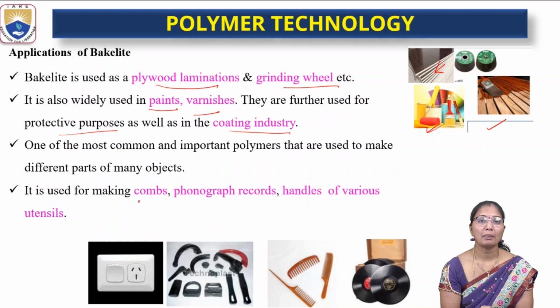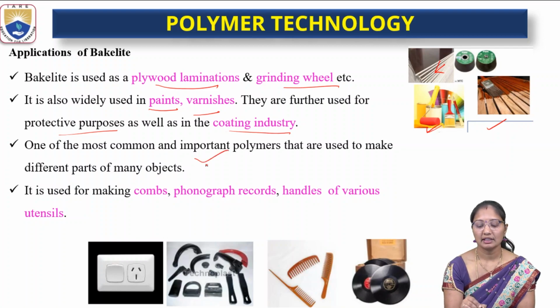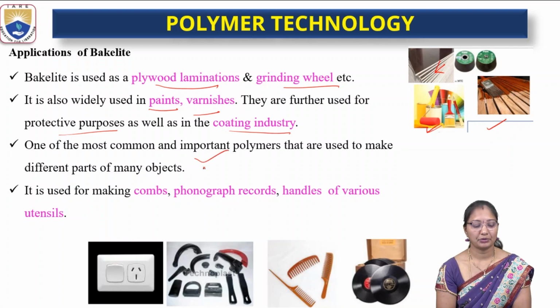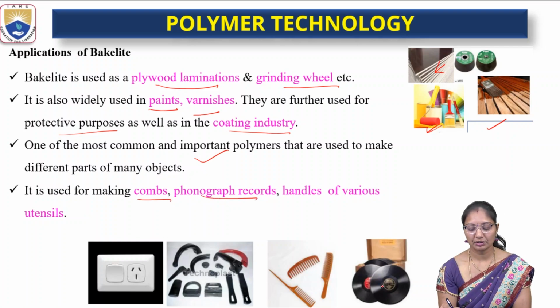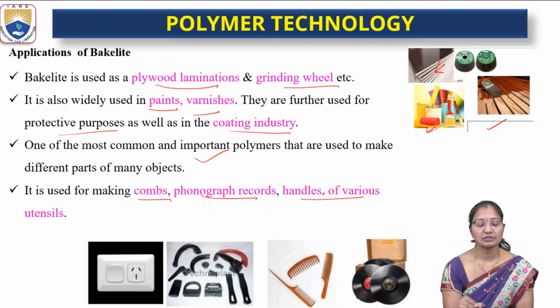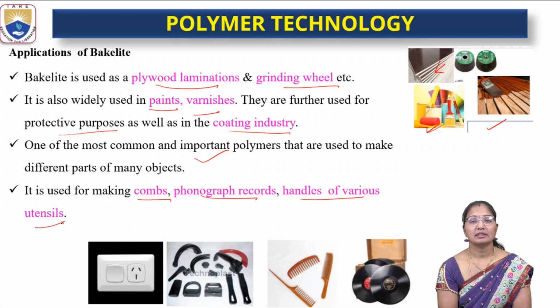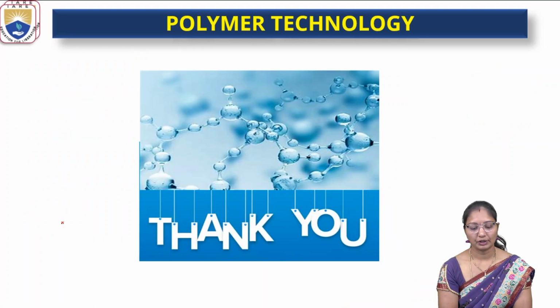So this is the most common and important polymer, and it is used to make different objects. It is also used for making combs and phonographic records, like records which were used in old days, vintage records, and handles of various utensils. This bakelite is mostly useful.